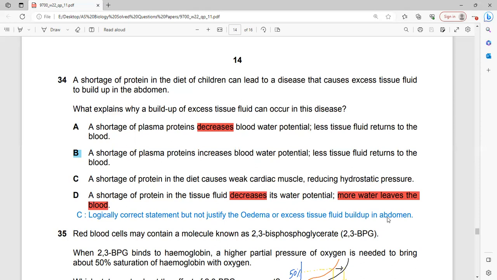Now, D is wrong because it also says decrease, so it's also wrong. While C is overall a correct-sounding statement, because if there is a low supply of protein, this will cause weak cardiac muscle. But weak cardiac muscle should decrease the water in the tissue. Why? Because due to low hydrostatic pressure, or low blood pressure, a low quantity of water should be transferred into the tissue. If there is a low pressure of the blood, little water should move into the tissue and it should not accumulate. So that's an opposite, irrelevant statement. In this way, B is our correct answer here.